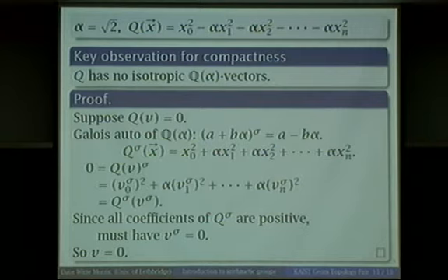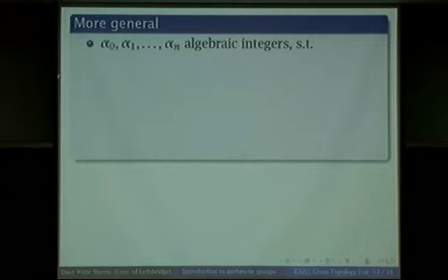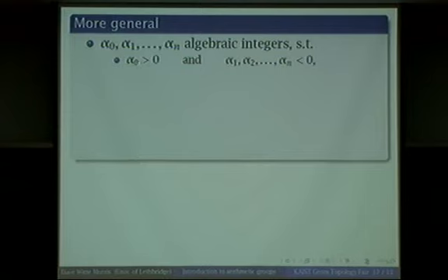If you understand what I've done here, there's a more general thing we can do. The same argument works more generally if you have not just a single alpha, but a whole bunch of alphas that are algebraic integers, maybe square root of 2, square root of 3, cube root of 7. The first one is positive, but the rest are negative. So last time I had 1 for my alpha 0, and negative square root of 2 for all the rest of them.